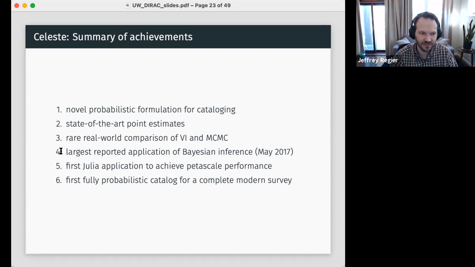As of the time we did this large-scale run, May 2017, it was the largest reported application of Bayesian inference in terms of the size of the data or the peak petaflops. It was the first Julia application to achieve petascale performance. And it was the first fully probabilistic catalog for a modern astronomical survey.